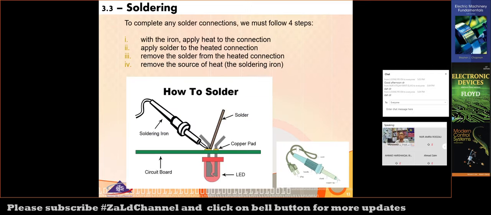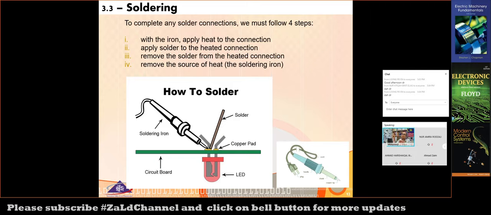Okay, so soldering. What sort of procedures do we have to follow to do the soldering? There are four steps that we have to follow. The first one: with the soldering iron, apply heat to the connection. So this is the connection. I have my LED here. I place my LED on my soldering board, my PCB board.